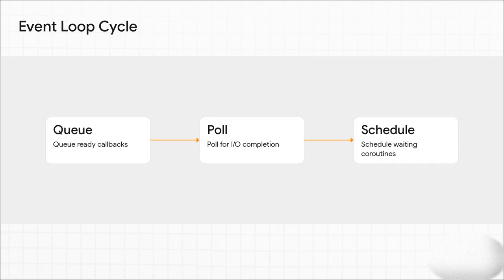The event loop operates in this continuous, incredibly fast cycle. First, it queues up any ready callbacks. Second, it polls for I/O completion, checking if network requests or file reads are done. Third, it schedules waiting coroutines to run as soon as their I/O is ready. The absolute MVP here is the await keyword. It suspends a single task and immediately hands control back to the loop, keeping the whole system moving forward without ever blocking the main thread. Because if that main thread blocks, your entire application freezes.